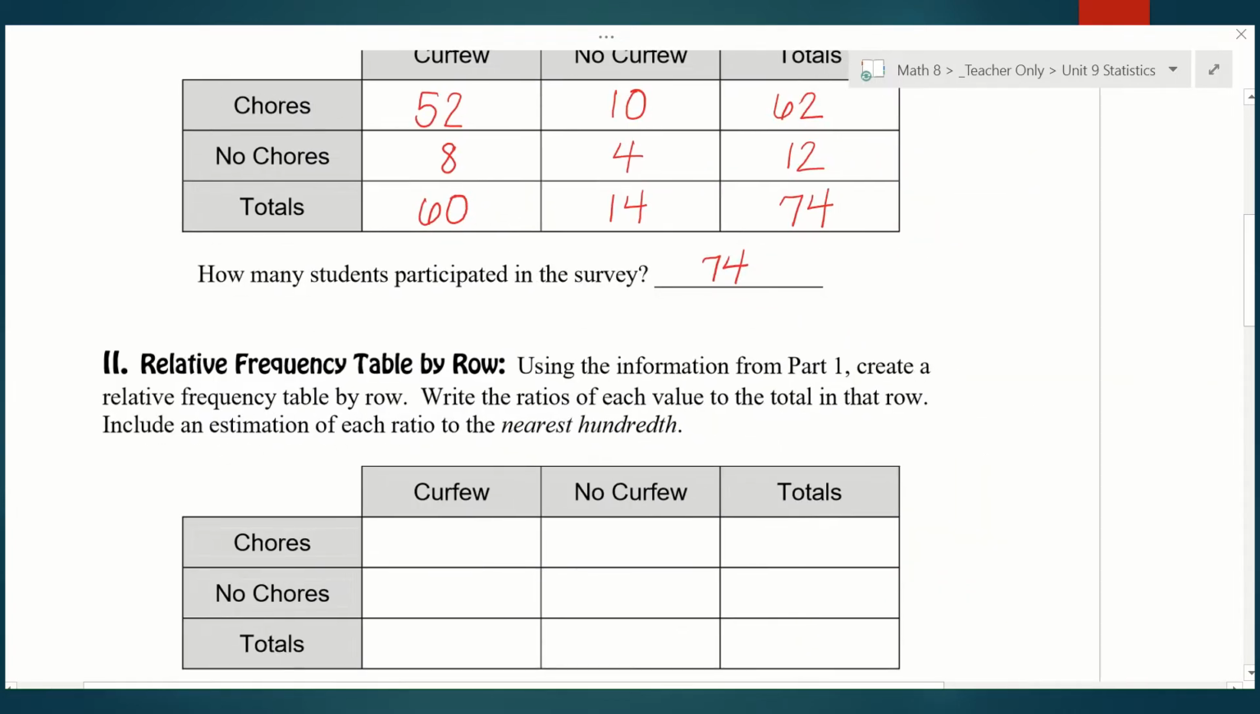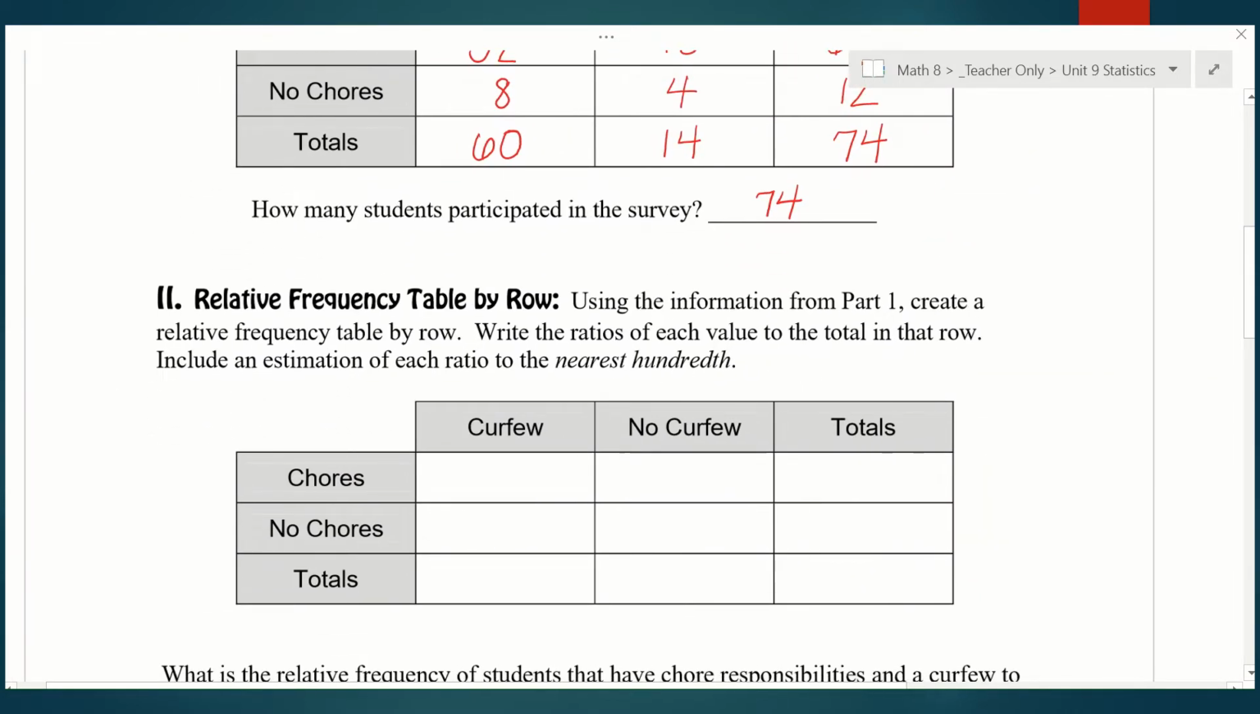Okay, so we're going to use that information to talk about relative frequencies. It says, using the information from part 1, create a relative frequency table by row. Write the ratios of each value to the total in that row and include an estimation of each ratio to the nearest hundredth. When they're talking about relative frequencies, they always have to tell you if you're looking at them by row or column, because the total that you use when you write your ratios depends on that.